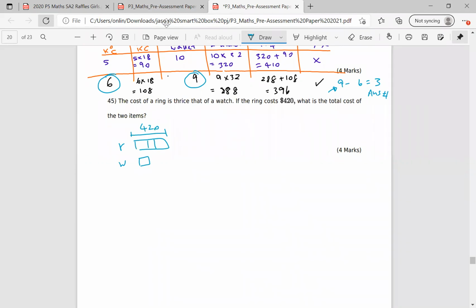Oh, this one is actually quite easy. I believe most of you should be able to know, because if I have 3 units equals to 420, we will straight away be able to find 1 unit, which is 420 divided by 3. You get 140. If you do long division, you will also get 140. So for the total cost of the 2 items, we need to find 4 units, which is 140 times 4. We get 560. So this is our answer. Please remember your units, because if not, you will get minus 1 mark as well.